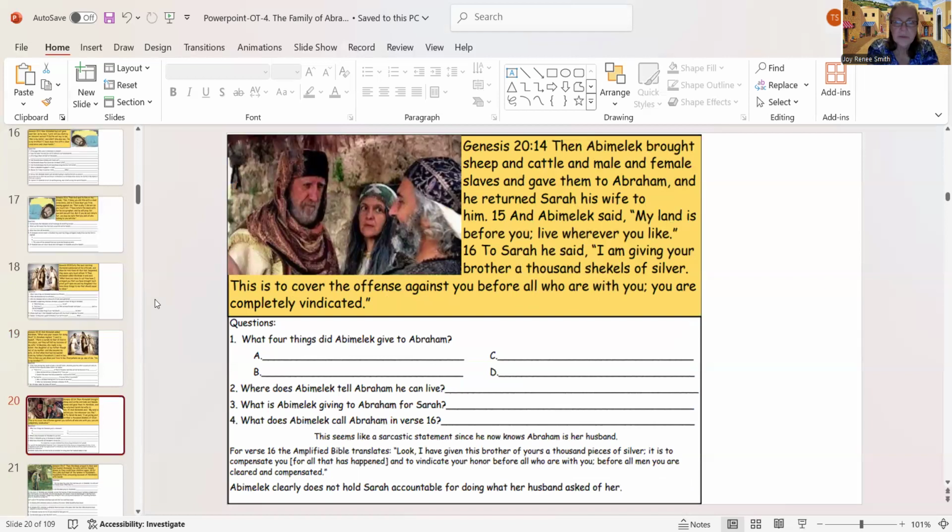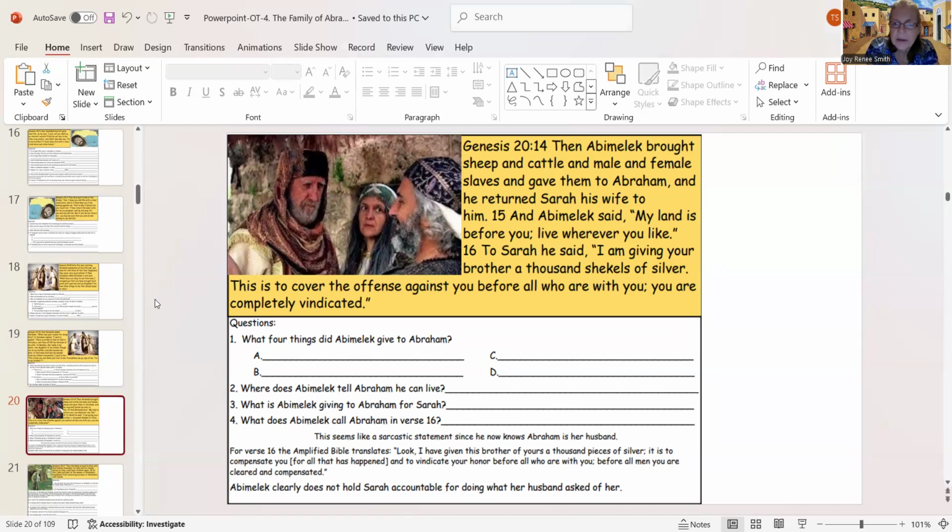So the scriptures continue. Then Abimelech brought sheep and cattle and male and female slaves and gave them to Abraham, and he returned Sarah, his wife, to him. And Abimelech said, "My land is before you. Live wherever you like." To Sarah, he said, "I am giving your brother 1,000 shekels of silver. This is to cover the offense against you before all who are with you. You are completely vindicated." What four things did Abimelech give to Abraham?